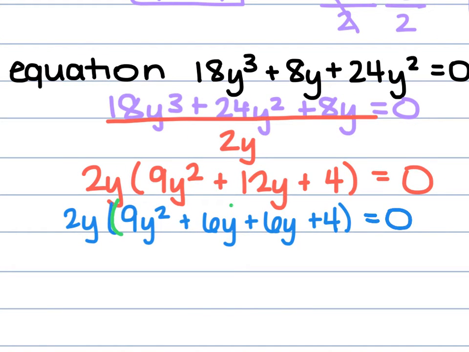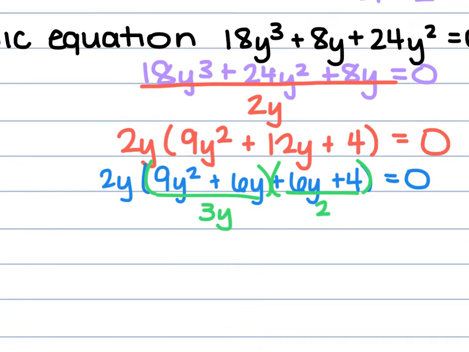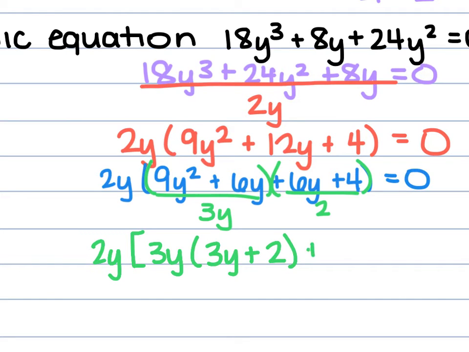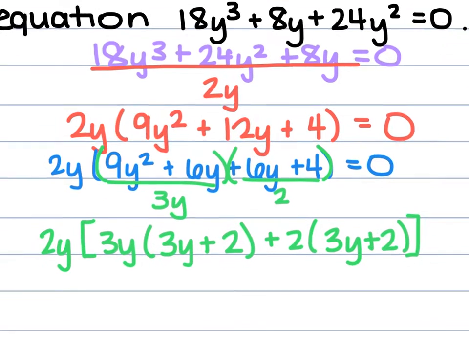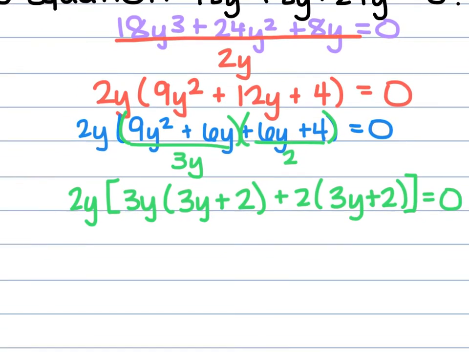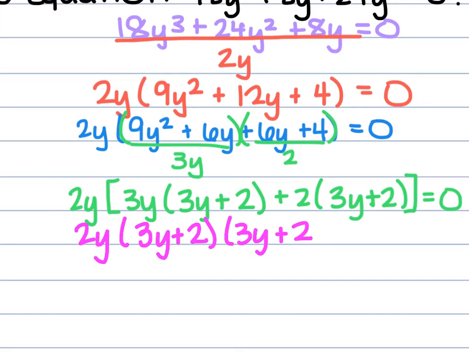I'm going to factor by grouping. I'm going to factor out a 3y from the first and a 2 from the second. So this is going to be 2y times 3y times 3y plus 2 times 3y plus 2 is equal to 0. From here, I'm going to have that 2y still out front. I'm going to have 3y plus 2 and 3y plus 2 is equal to 0.